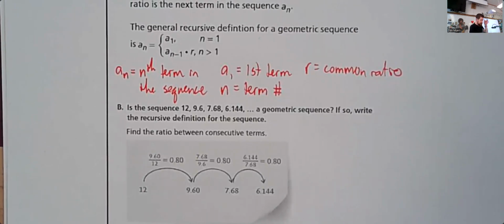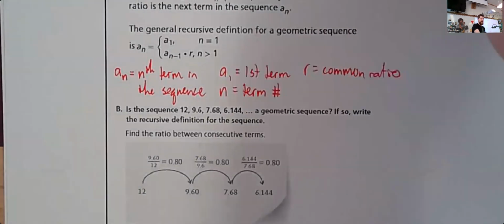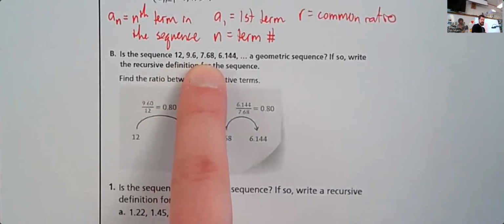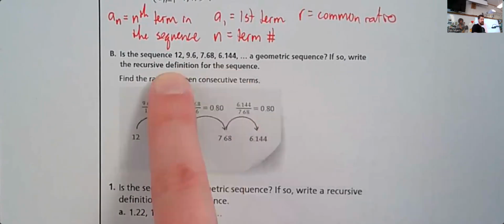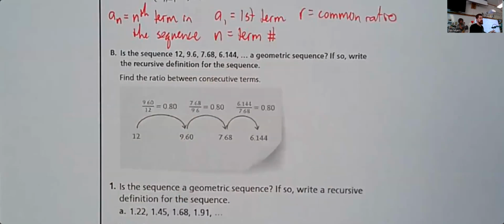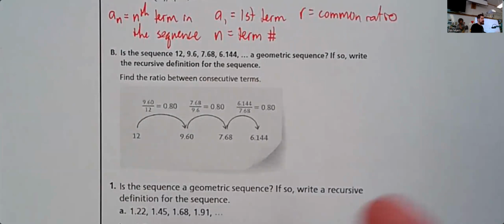So part B is asking us, is this one a geometric sequence? If so, write the recursive definition for the sequence. So the first thing you need to do is find the ratio between the terms. And our terms that we are given are 12, 9.6, 7.68, and 6.144. So these terms are decreasing, which means if we have a common ratio, that ratio will be what kind of number? Yeah, it'll be a fraction or a decimal, right? It's going to be less than 1, essentially. It'll still be greater than 0, but it'll be less than 1 because it's not growing, it's decreasing.